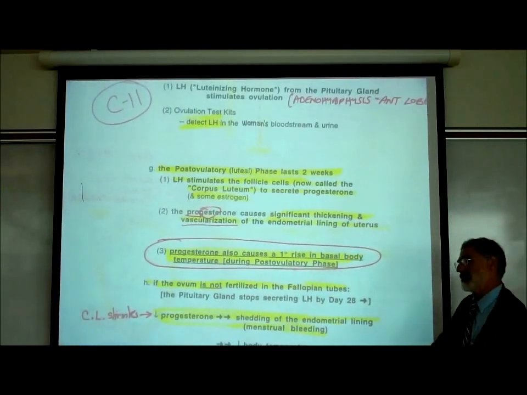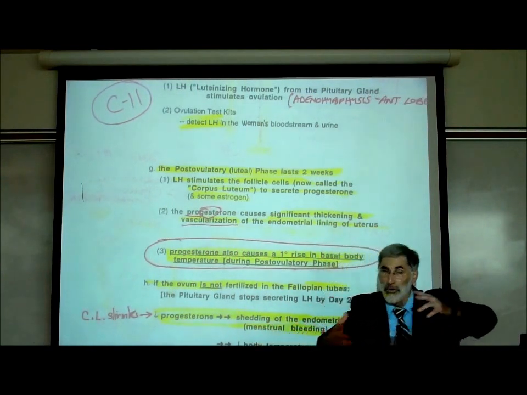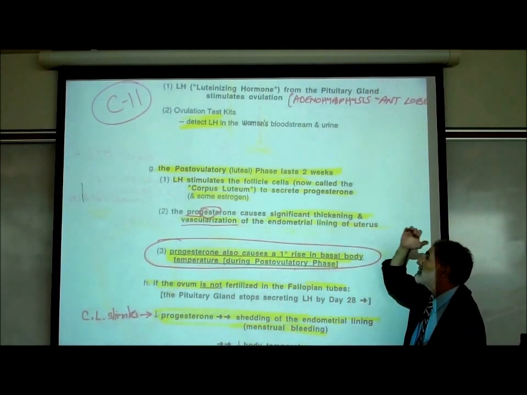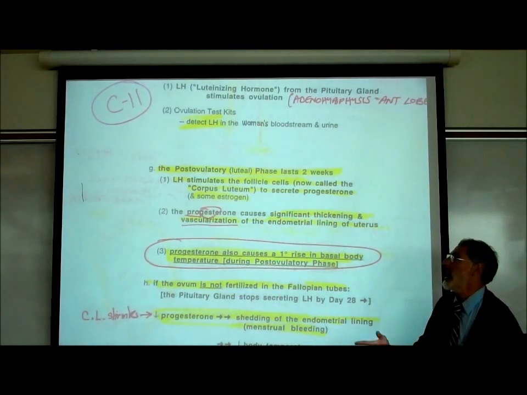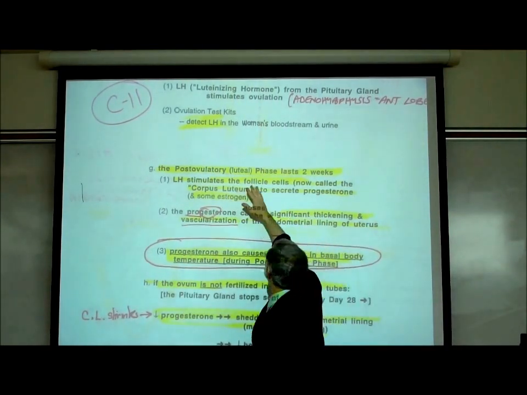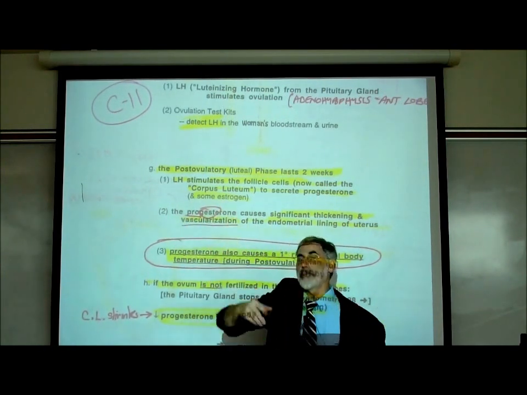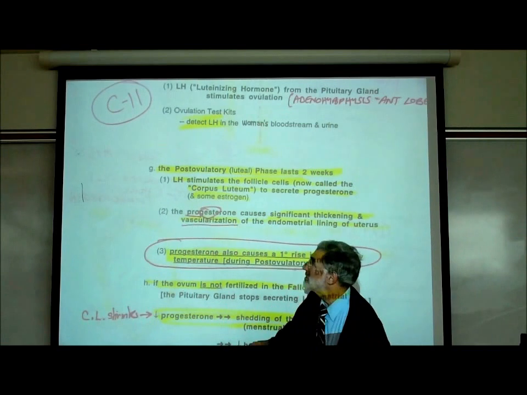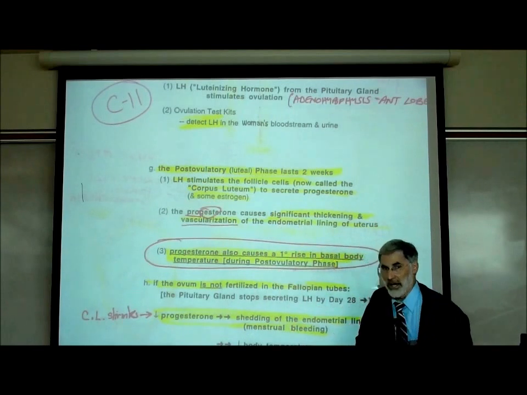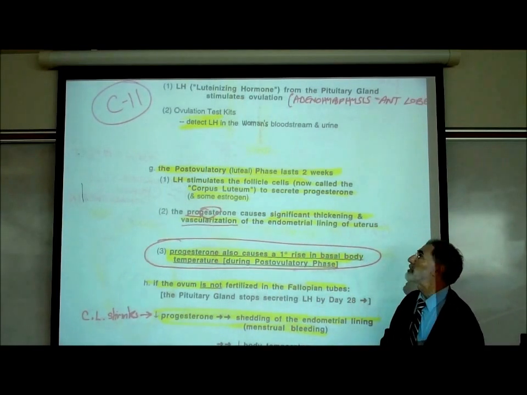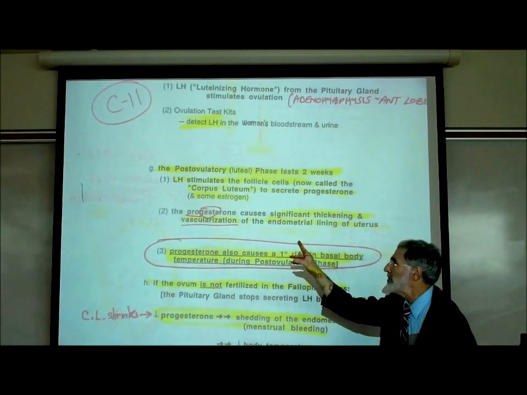After the egg pops out, we call the next remaining 2 weeks, from 14 to 28, the post-ovulatory phase. Post means after. Post-ovulatory, after ovulation. It's known as the post-ovulatory or luteal phase. That lasts for about 2 weeks. LH, the same hormone that caused the egg to pop out, continues to be secreted for 2 weeks, and it stimulates the follicle cells, which are now called the corpus luteum, to secrete progesterone and some estrogen.